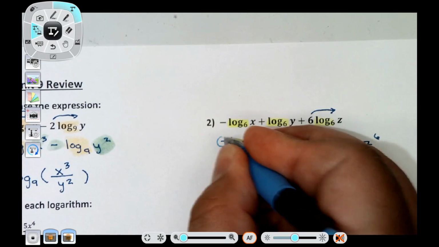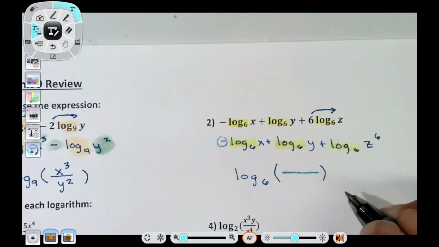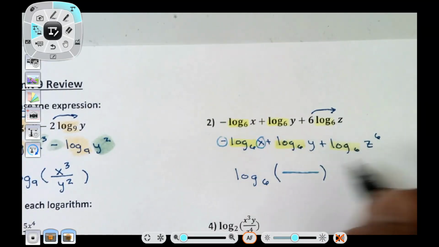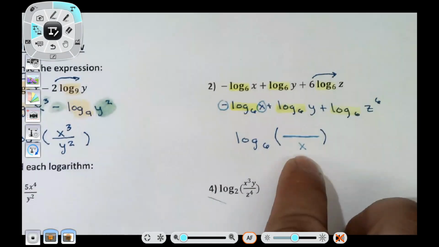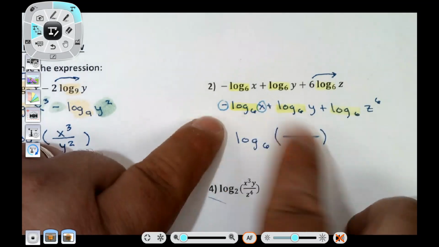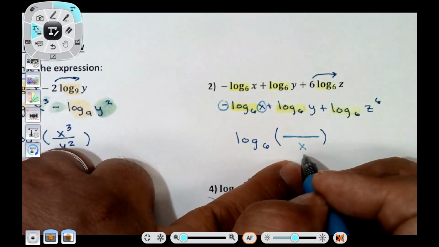The negative in front, well, then that means I need a fraction. So let me get my fraction going. Who has that negative in front? Well, the x does. Well, then the x goes to the bottom of the fraction. That's what I was trying to tell you earlier. Don't worry about the rules, but it's supposed to multiply. No. If it has a negative in front of it, then that belongs at the bottom of a fraction.